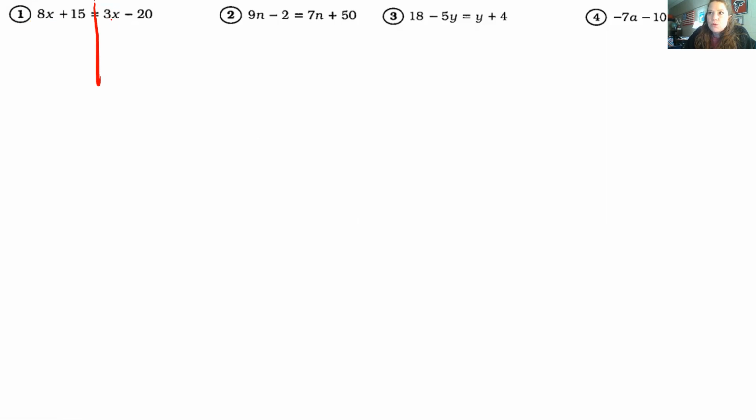So what we're going to do is move one of the variables from one side of the equal sign to the other. Usually I always pick the smaller variable. So I'm going to get rid of this positive 3x. The only way to cancel out a 3x is by subtracting 3x. And I'm going to do that to both sides of the equal sign. So 8x minus 3x is 5x. Bring down plus 15. Bring down the equal sign. I canceled this out. So on the right side now I have left a negative 20.